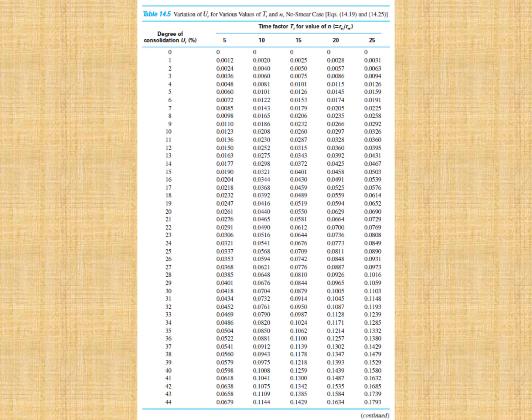And then you can see that here I have accommodated the tables, because graphs are available, tables are also available. Here you can see that this table is showing the variation of u_r for various values of T_r and n. Different n values are given, and you know n is equal to r_e divided by r_w. So either you can use the charts, the graphs, or such tables which are available.